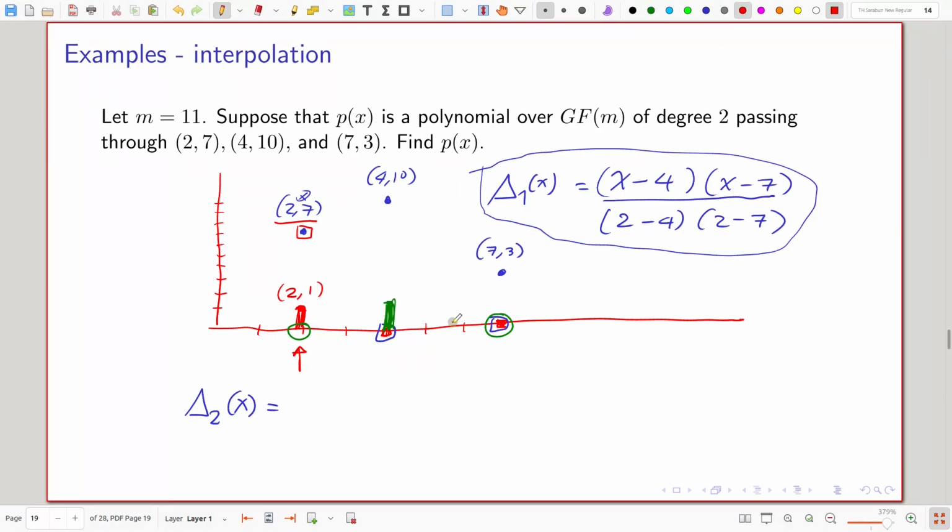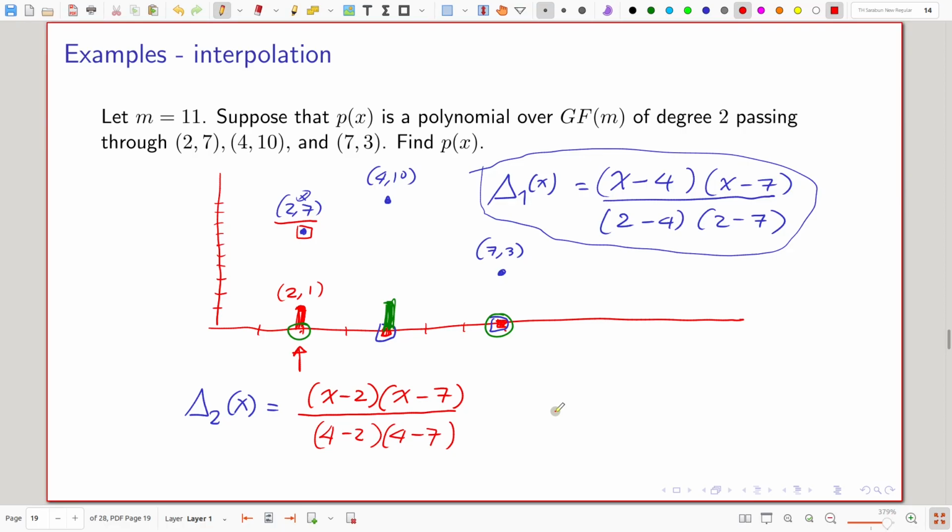So let's follow the same step. It has to be 0 at 2 and 7, right? So it's going to be x minus 2 times x minus 7, okay? So this is a polynomial of degree 2, okay? And it's 0 at 2 because one factor is x minus 2. It's 0 at 7 because you have x minus 7. But you want it to be 1 at 4, right? What should you do? So I divide the whole thing by what? Okay?